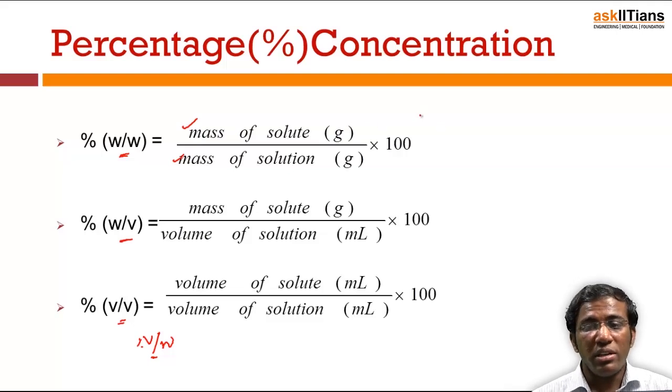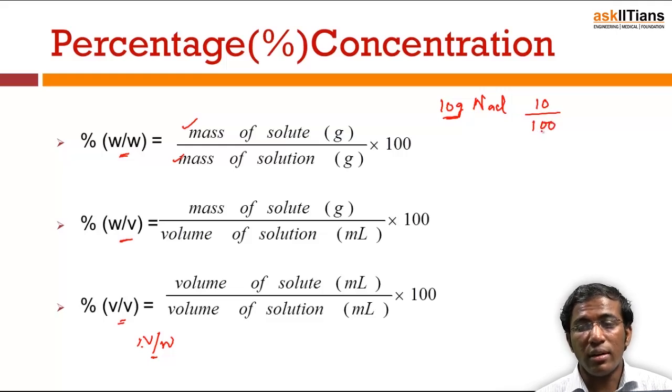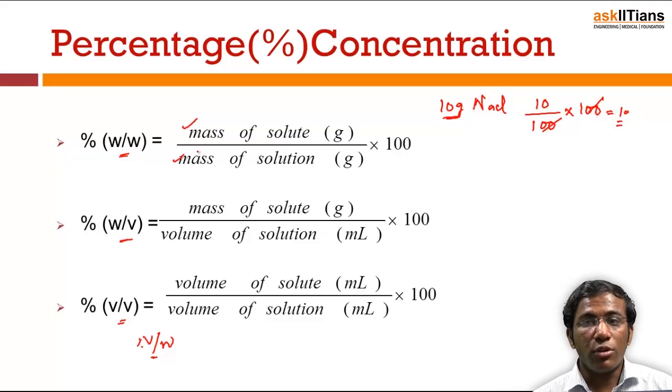Suppose I add 10 gram of NaCl to 100 gram of the solution. What will be its weight by weight percentage? I added 10 grams, so 10 divided by the mass of the solution, which is 100 grams, into 100. So 100 will get cancelled and I will get 10. This 10 represents the concentration of the solution in terms of weight by weight percentage, right? The mass of solute added divided by the mass of solution.